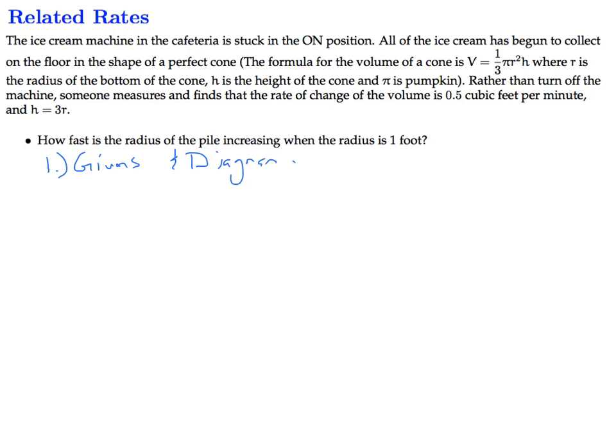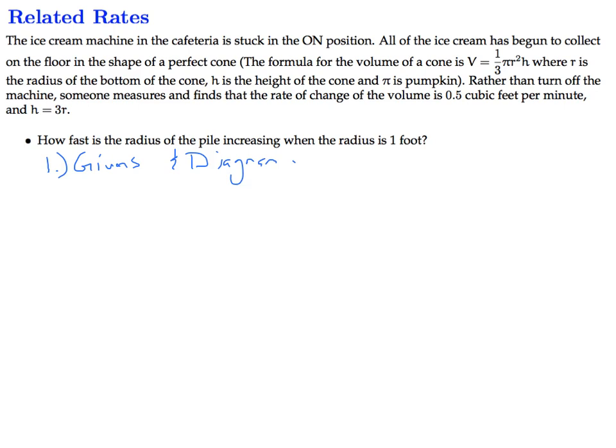This is also a good time to read through our problem. The problem says the ice cream machine in the cafeteria is stuck in the on position, and the ice cream is going to collect on the floor in the shape of a perfect cone. We were even given the formula for our cone here. Rather than turn off the machine, someone measures and finds the rate of change of the volume is half a cubic foot per minute, and h, the height, is equal to 3 times the radius.